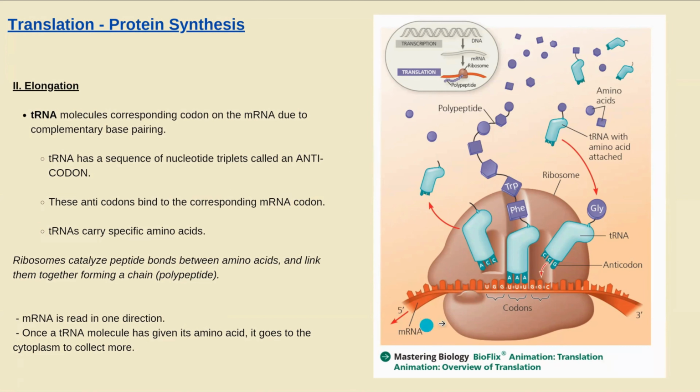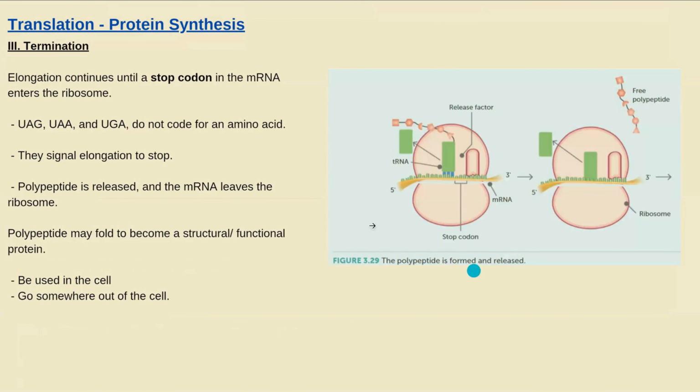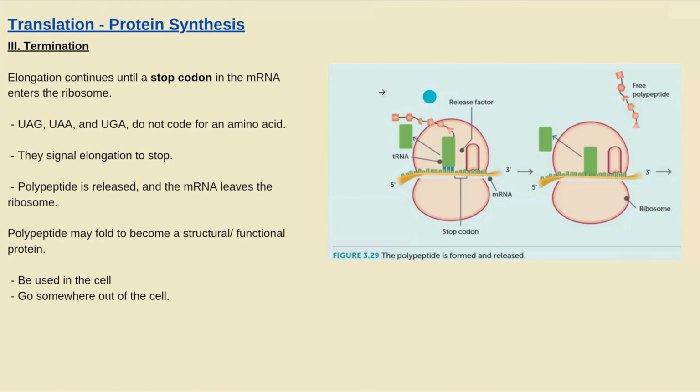So this will continue on in one direction, right? Until you reach the end of the mRNA sequence and you reach termination. What happens here is that you reach a very special codon called the stop codon, right? And there are different kinds of codons that code for a stop: UAG, UAA, and UGA, right? They don't code for a particular amino acid nor a tRNA.